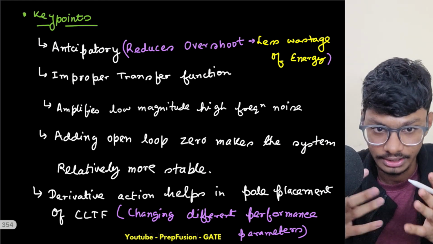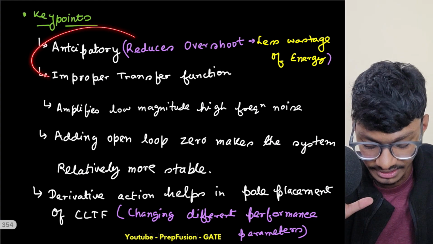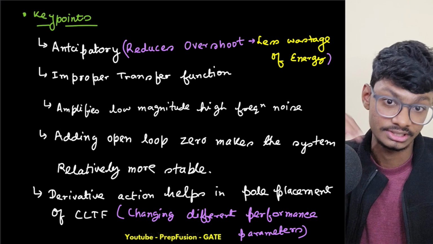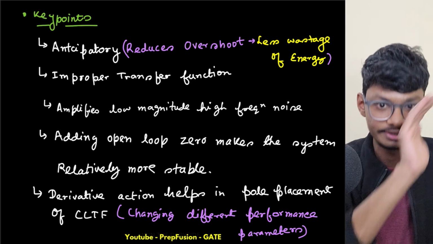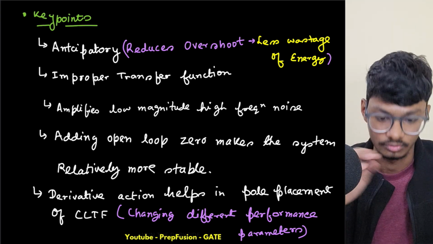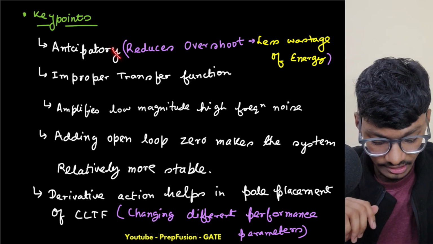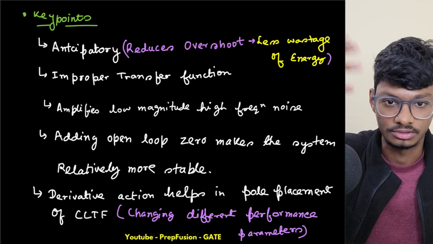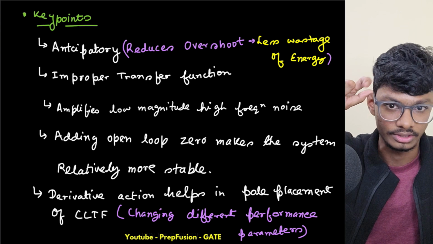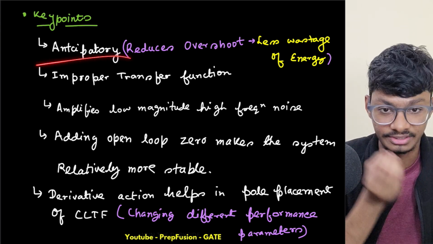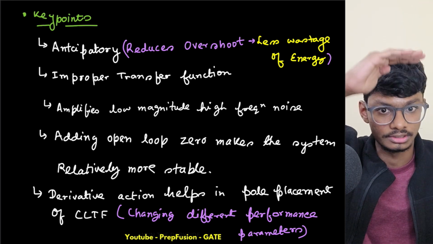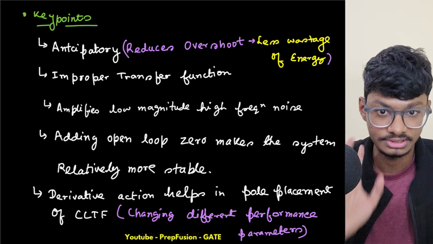So let's first read a few key points about this. As I told, it is anticipatory in nature. It anticipates what my error signal is going to be, so it slows it down. Whatever is reducing at a very fast rate, it will slow down the rate. If it is increasing at a very fast rate, it will slow down the increase, and it will slow down the decrease too. So there will be less overshoot. Basically it knows that it is going to overshoot, so it reduces it, and the overshoot reduces. That is what this derivative controller does.